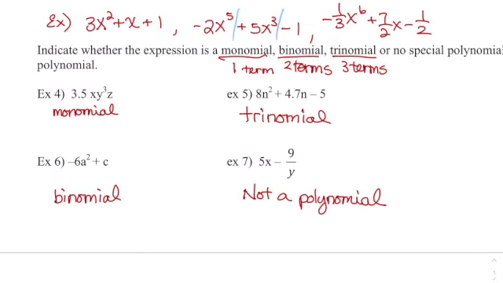Example 4 is monomial, one term. Example 5 is trinomial, three terms: one term, two terms, and three terms. And then the next one, example 6, is two terms, and example 7 is not a polynomial because the y is in the denominator. So that is the example 4 through example 7 answers.